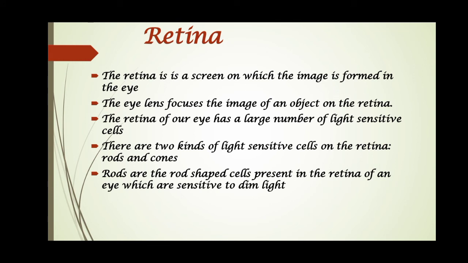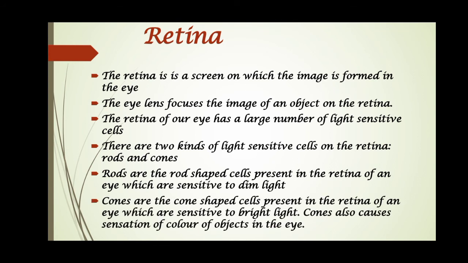Rods are the rod-shaped cells present in the retina of an eye which are sensitive to dim light. Cones are cone-shaped cells present in the retina of an eye which are sensitive to bright light. Cones also cause the sensation of color of an object in the eye.